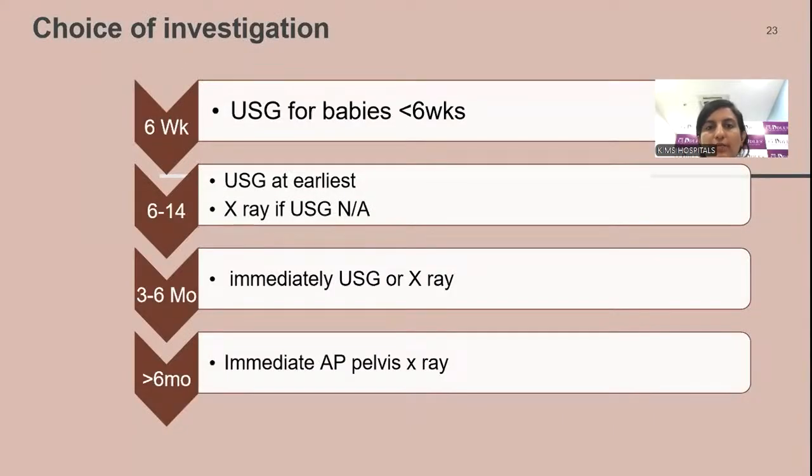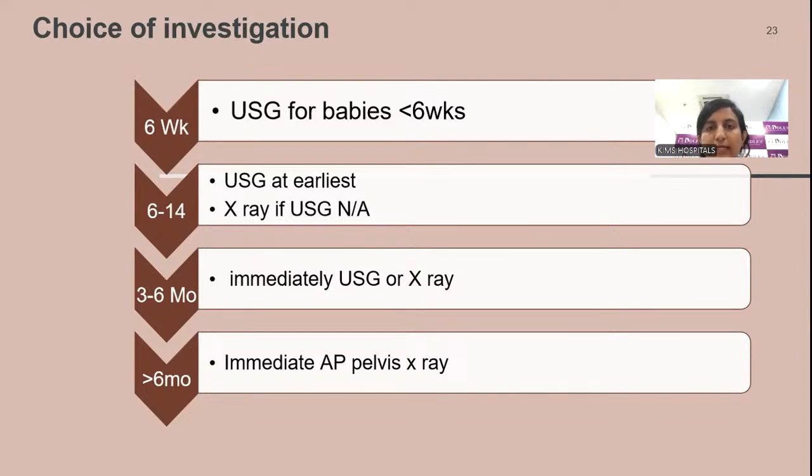The choice of investigation at birth up to 6 weeks is usually ultrasound. Between 6 to 14 weeks, we can do ultrasound at the earliest if there are positive clinical signs. But if ultrasound is not available, we can go ahead with X-rays. Between 3 to 6 months, again, we can do either an immediate ultrasound or X-ray. And beyond 6 months, we usually do X-rays.